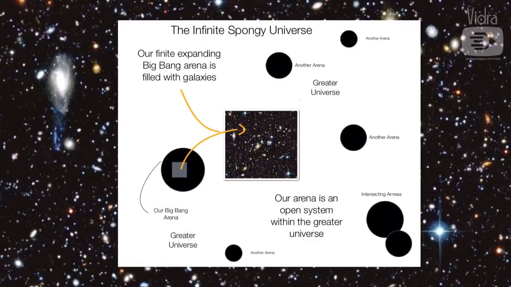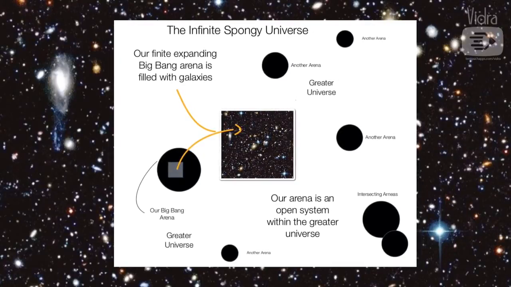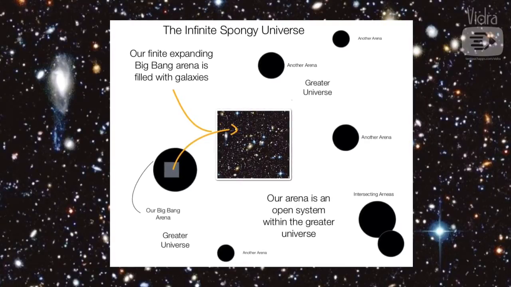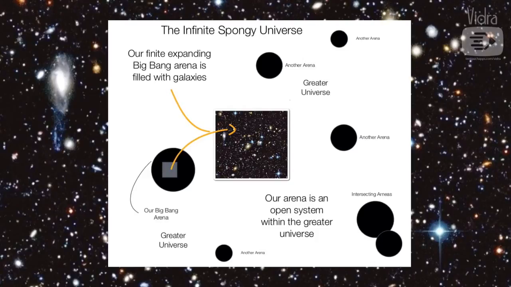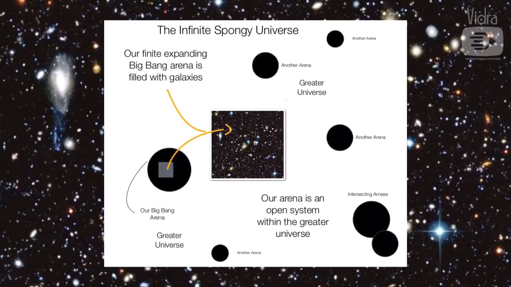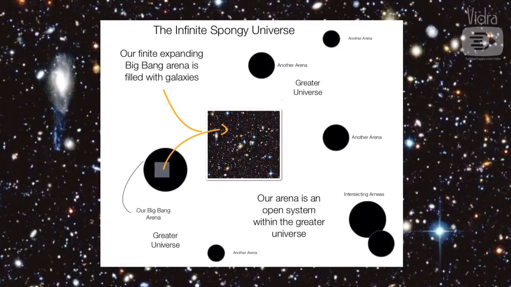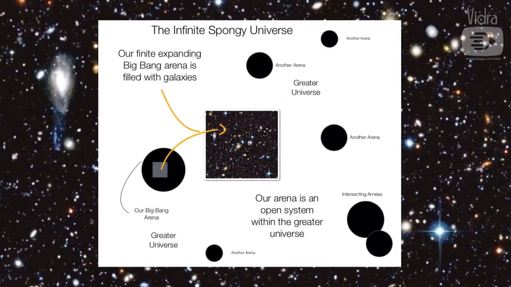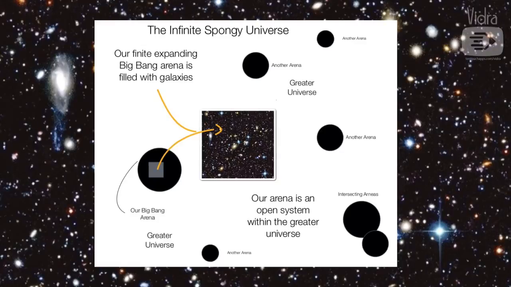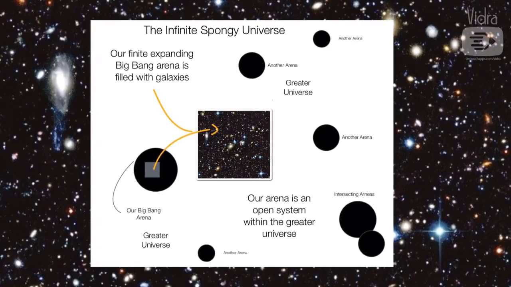This slide depicts various sized arenas populating a segment of the greater universe. The cutout box shows that our finite expanding Big Bang arena is filled with galaxies, just like all maturing arenas are filling with galaxies as they expand. An arena is an open system within the greater universe, meaning that as an arena expands, matter and energy can freely enter its space.